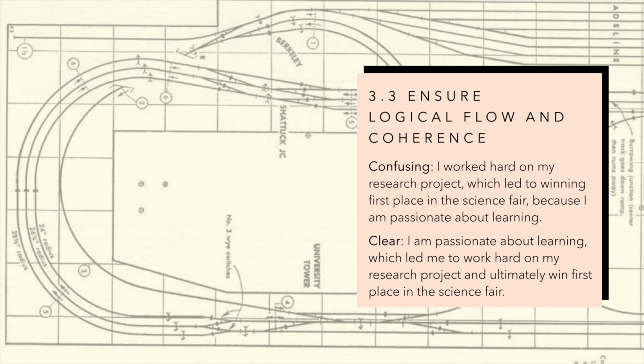The key takeaway is this: arrange your ideas in a way that shows clear relationships between them. Think about cause and effect, or how one idea leads to the next. Logical flow and coherence make your writing not just clear, but also more persuasive and impactful.